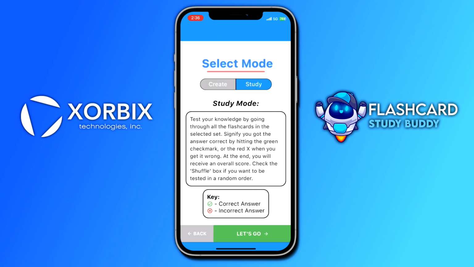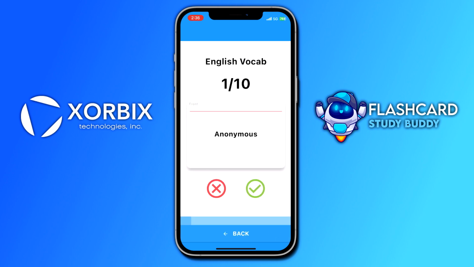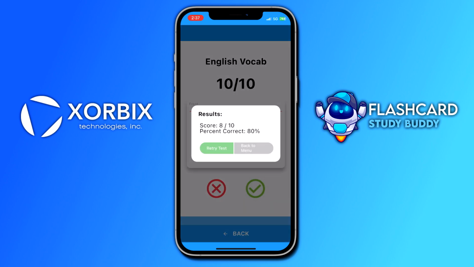The other mode, Study, is a self-assessed quizzing mode. It takes all the flashcards you currently have in that set and presents them to you. The idea is that you'll read the front, say what you think the answer or definition is, and then flip it over to see if you were right. If you were, hit the green check mark, and if not, the red X. It will go through the whole set, then present you with a score at the end.